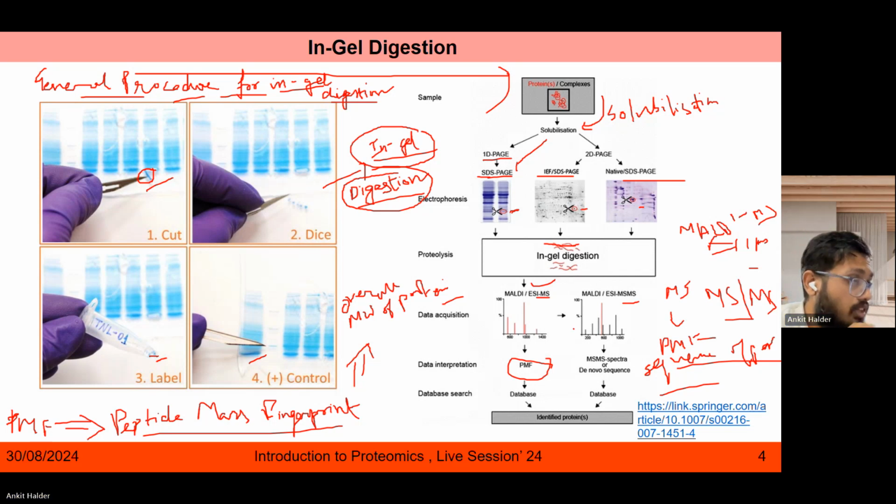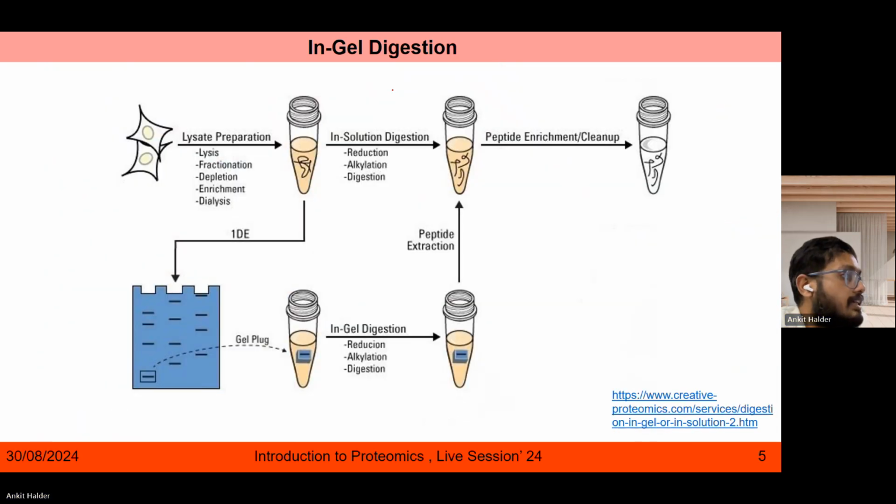So this is the basic difference, and this is a general workflow for how we can do it. We can take it to 1D page or SDS page, or perform the 2D page, that is IEF SDS page, followed by in-gel digestion or proteolysis. Then we acquire the data by MALDI MS or ESI MS or MALDI ESI MSMS, and finally we can interpret the data by PMF or de novo sequencing. This is the general procedure.